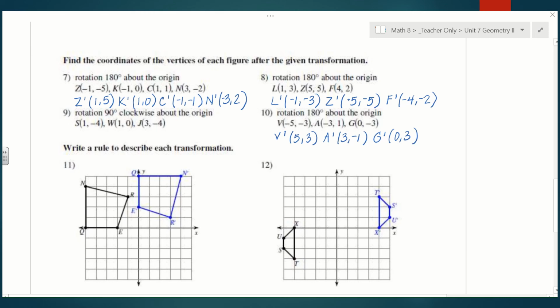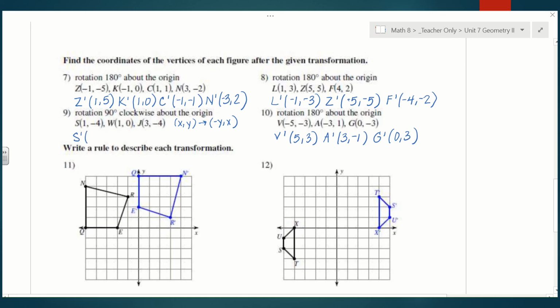Okay, so if we go back to number 9 and we're doing a 90 degree clockwise rotation, which is exactly what we were doing for number 3 on the front, this rule is that we are going to switch the coordinates and we're going to make the y coordinate become the opposite sign. Okay, so if I wanted to write this out real quick, I would switch the x and y coordinates, but the y coordinate becomes the opposite sign.